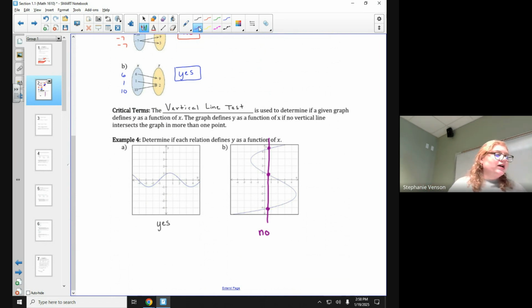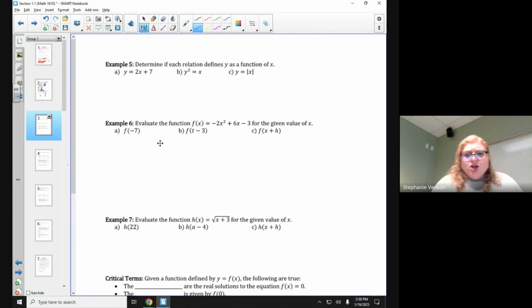All right, let's see what example 5 has in store for us. Example 5 says, determine if each relation defines y as a function of x. Okay, same directions again. So we now have 4 different questions with the exact same directions.